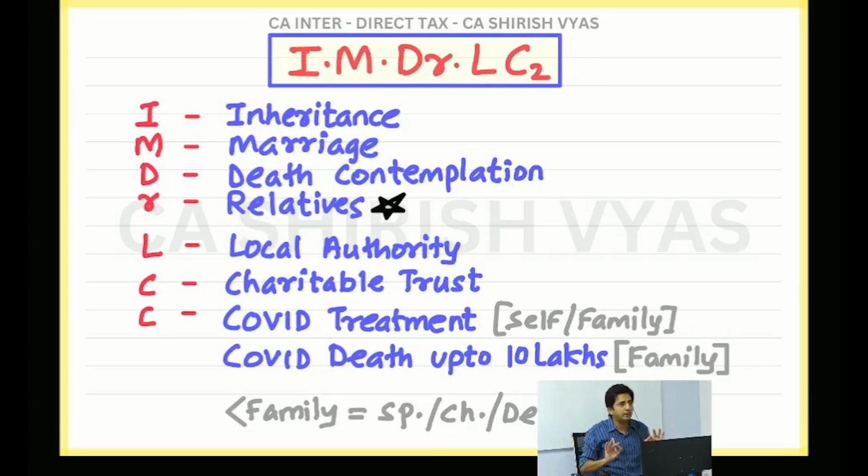See, in all examples, I am receiving, whether it is a treatment case or a death case. But in a treatment case, whether it is my treatment or family's treatment, I am receiving any amount, beyond 10 lakhs also exempt, if it is treatment. And in case of death, I am receiving, but I am not dying, family is dying. But up to 10 lakhs it will be exempt.